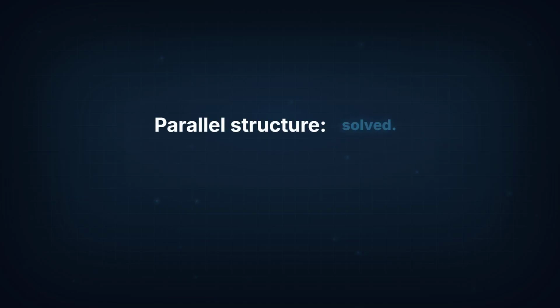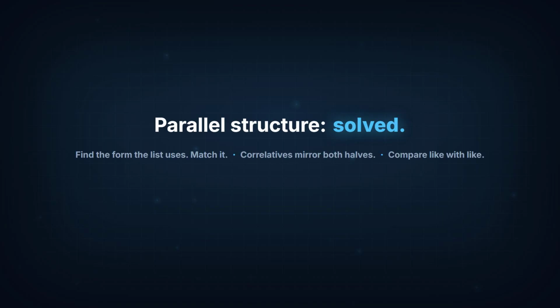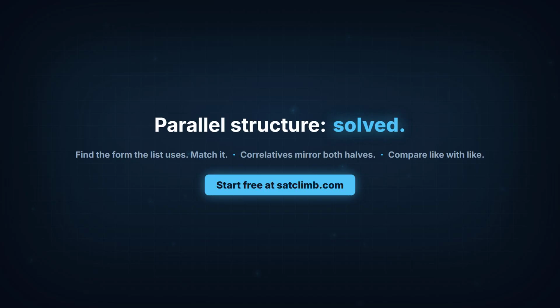Parallel structure, solved. Find the form the list already uses, then make every item match it. Correlative pairs mirror on both halves, and comparisons compare like with like. Master this, and you'll catch points most students hand away.